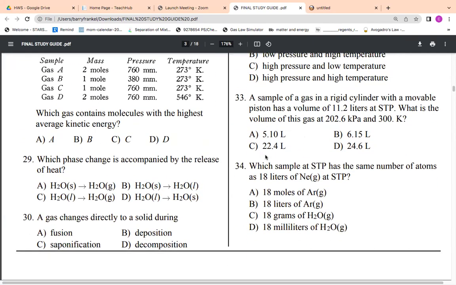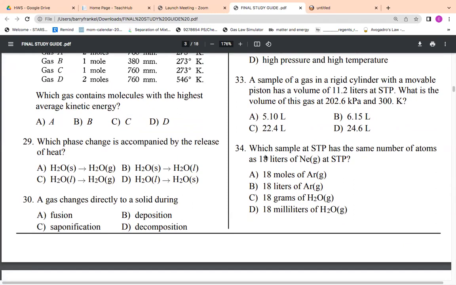Number 33. A sample of a gas in a rigid cylinder with a movable piston has a volume of 11.2 liters at STP. What is the volume of this gas at 202.6 kPa and 300 K? Now, one thing that I'm going to say is just make sure that when they give you a question like this, this is a combined gas law problem. Let me write this over here. So this is the combined gas law.